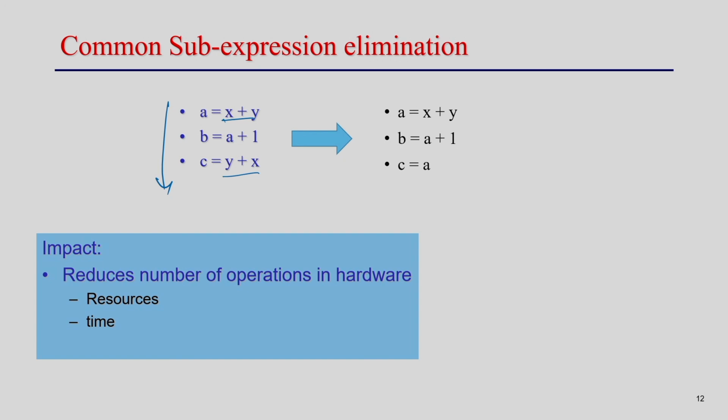So, what I can do is basically I can just do a equal to x plus y here, and here I can just use a, right. That is the idea. I am going to identify the common subexpressions, which is something happening multiple times in the code, and I just remove the occurrence of those subexpressions, and I am going to compute only once, right. And we have to understand one thing, that the functionality should not change.